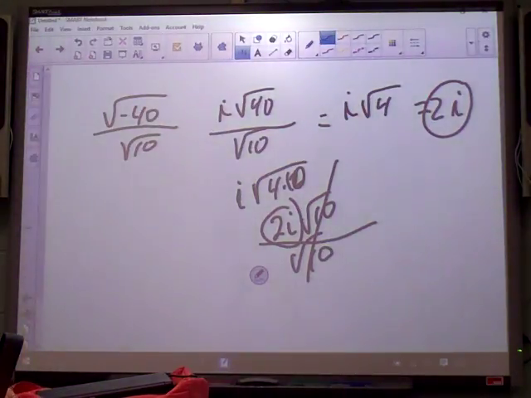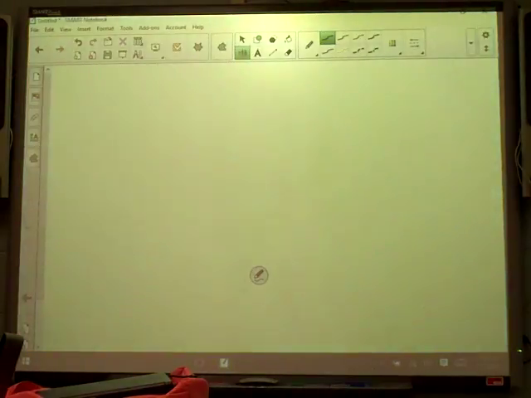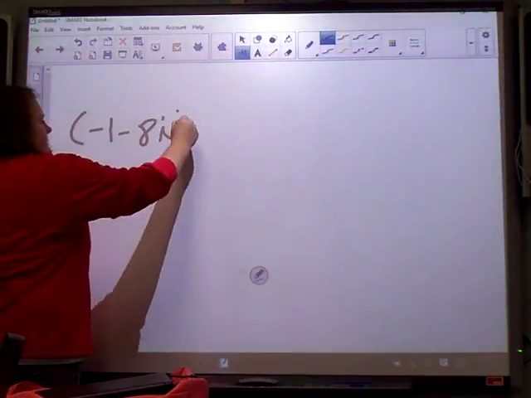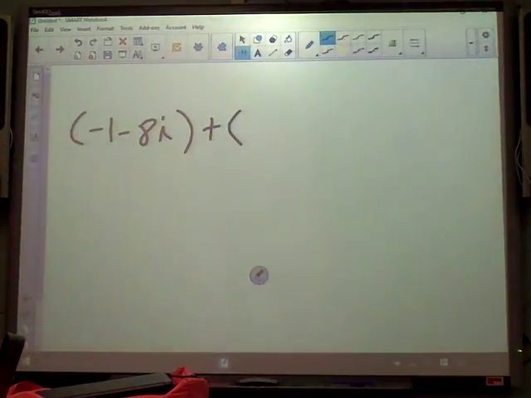Alright, these next couple of problems are the easiest kind of today, even easier than this stuff. Hard to believe, but it's the truth. I got negative 1 minus 8i plus 9 minus 3i.